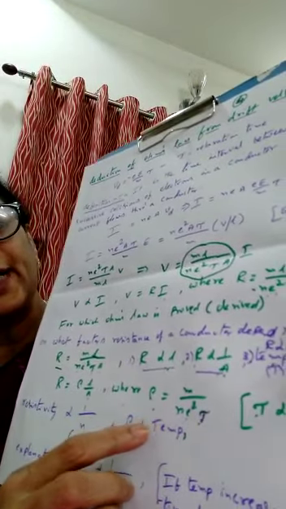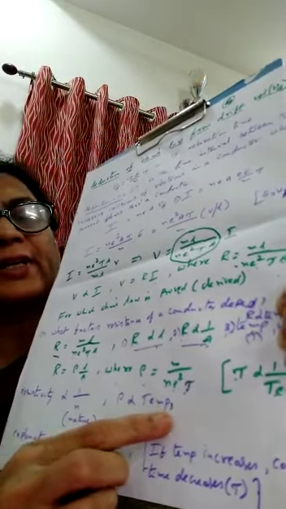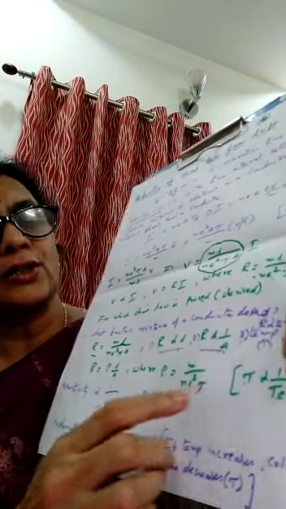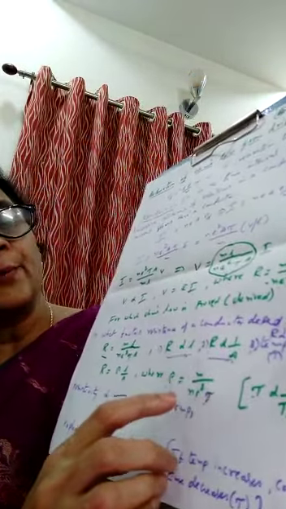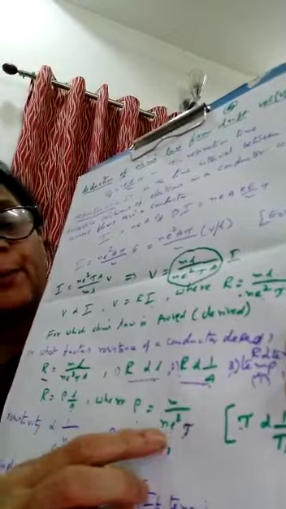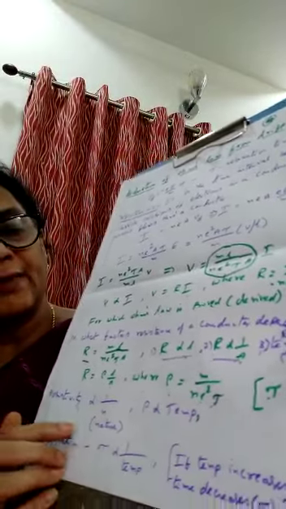So rho is directly proportional to temperature. In this way we can explain. And resistivity and number density are inversely proportional. So if tau, the relaxation time, and temperature are inversely proportional: if temperature increases, relaxation time decreases. What is relaxation time? Collision time. There are more collisions, so the collision time will decrease if temperature increases.